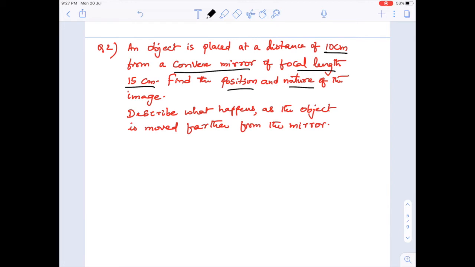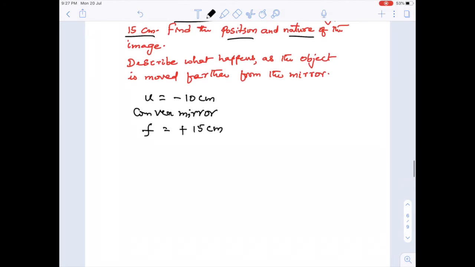First, let us solve. Now, what are the given parameters? So, u, the object distance, is always negative irrespective of the mirror. So, minus 10 centimeters, and it is given a convex mirror, and therefore the focal length will be plus 15 centimeters. Then we need to find v and also the nature and size of the image.